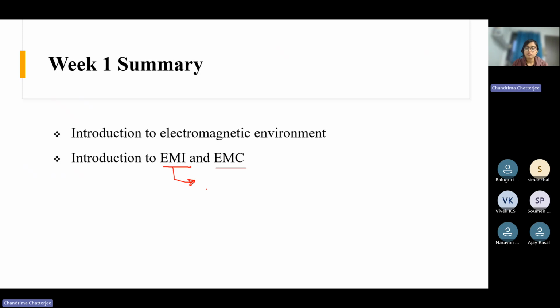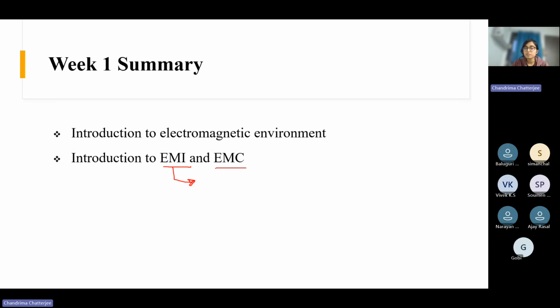Then there are also power plants, where the transmission lines and the distribution system are also sources as well as receptors of this interference. Okay, so we are surrounded by sources which can emit these signals, and they are also receptors to these signals, right?